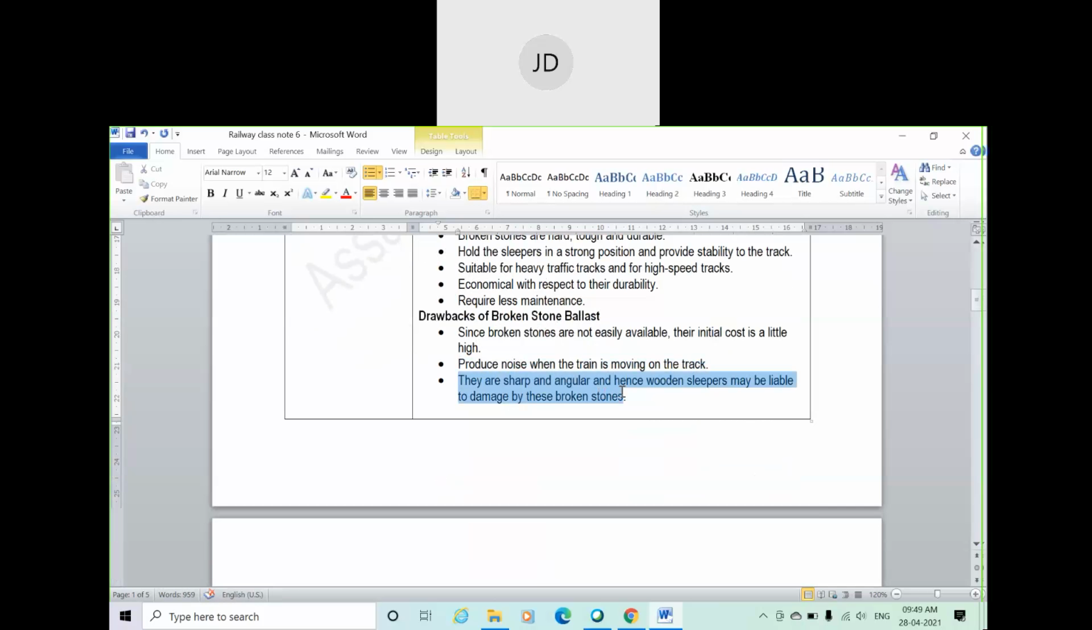They are sharp and angular, and hence wooden sleepers may be liable to damage by this broken stone. That means if you are using broken stone ballast, it is not good or economical to use wooden sleepers above it. It's better to go for concrete or other sleepers. With a wooden sleeper, continuous friction from the broken stone, which has sharp edges and angular shape, may damage it. So it's better to avoid wooden sleepers if you are using broken stone ballast.